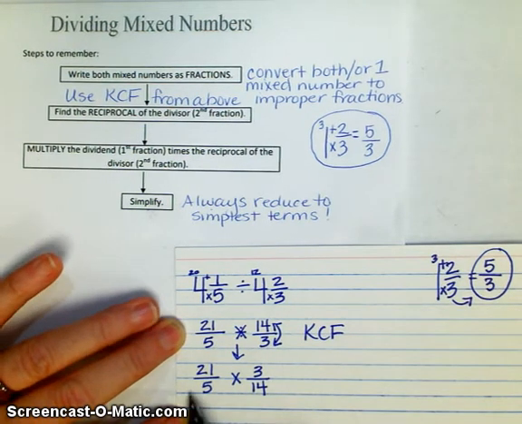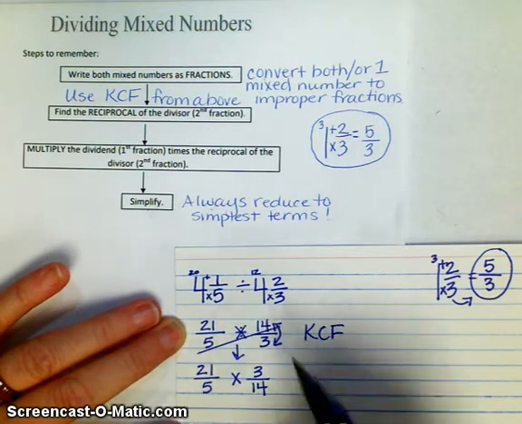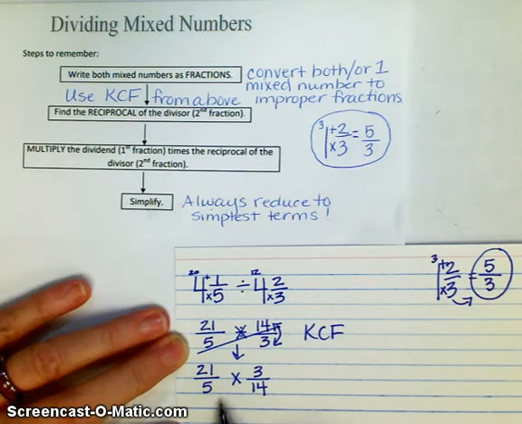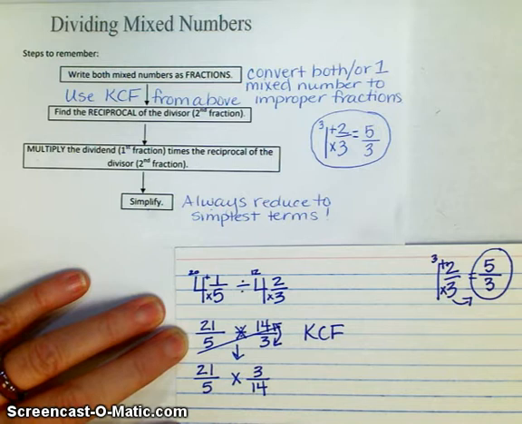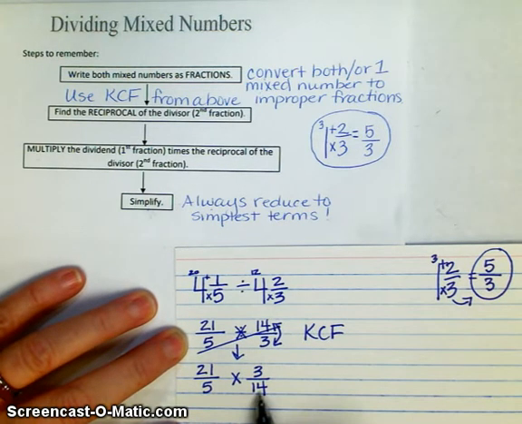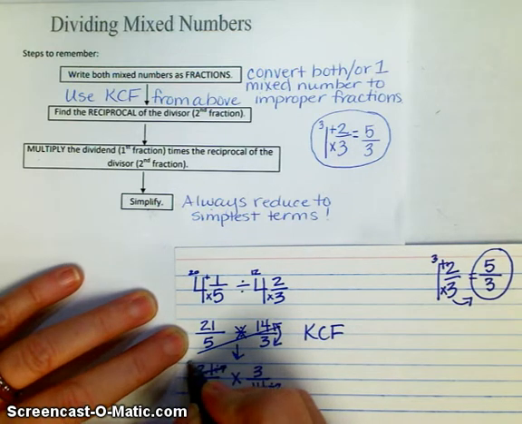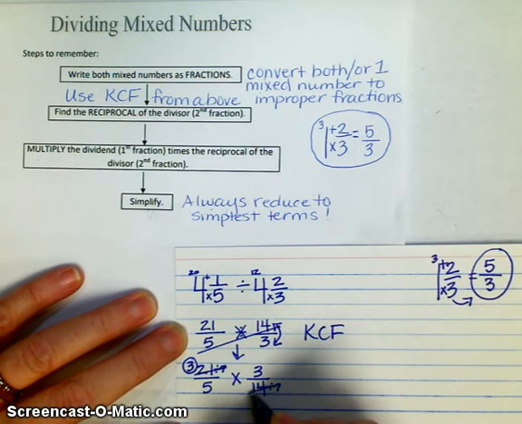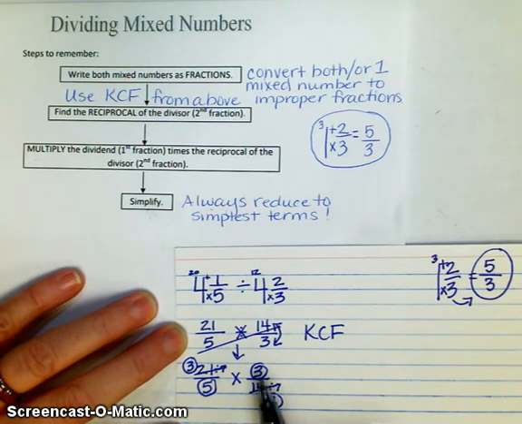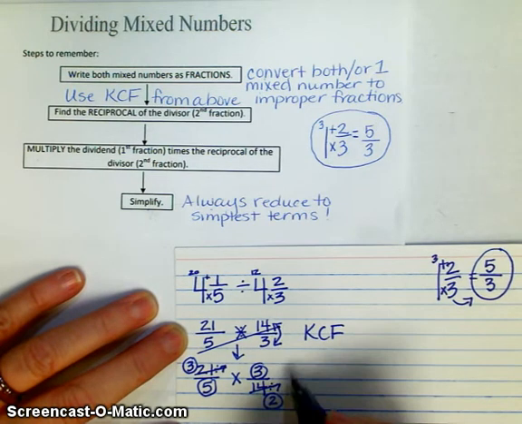Now, if we look at this new multiplication problem, it's like the division has gone away. We now need to see, first of all, can I simplify ahead of time to make my multiplication and my reducing easier? And if we look at 14 and 21, both of them have a factor of 7. So if I divide a 7 out of both of those, this top one becomes a 3, and this bottom one becomes a 2. So as I look at my numbers now, I have a 3, a 3, a 5, and a 2. Those are all prime numbers. I can't simplify that anymore.